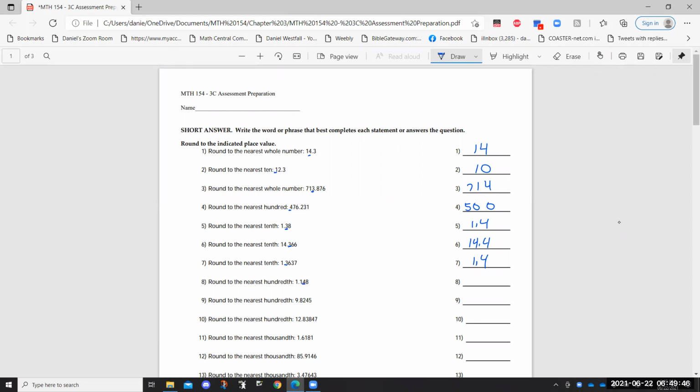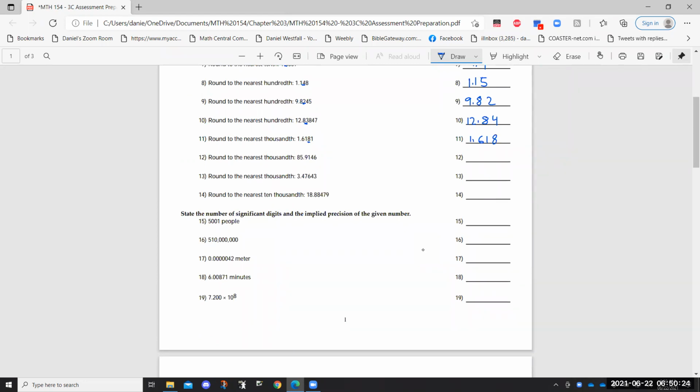Nearest hundredth, we're here, so that 8 is going to cause us to round up. Nearest hundredth again, that 4 is going to cause us to round down. Nearest hundredth, so that 8 is going to cause us to round up. Nearest thousandth: tenth, hundredth, thousandth. So that 1 is going to cause us to round down. Nearest thousandth again, that 6 is going to cause us to round up. Thousandths place again, that 4 is going to cause us to round down. Thousandths place again, that 7 is going to cause us to round up.